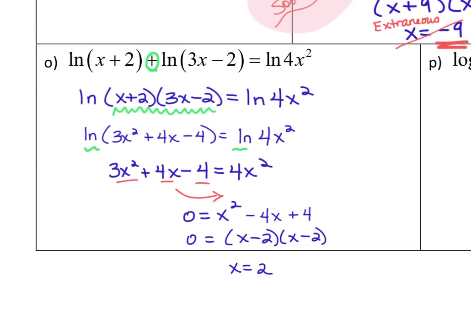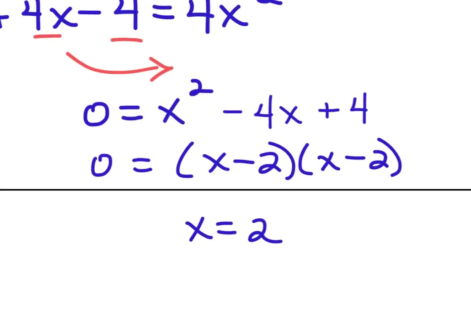And real quick, I want to check to see if anything's extraneous. If I put the 2 into this, 2 plus 2 is 4. If I put the 2 into here, 3 times 2 is 6, minus 2 is 4 again. And here, 2 times 2 is 4, times 4 is 16. So in no case does it make the argument of the logarithm equal to 0 or a negative number. And so x equals 2 is a good solution.